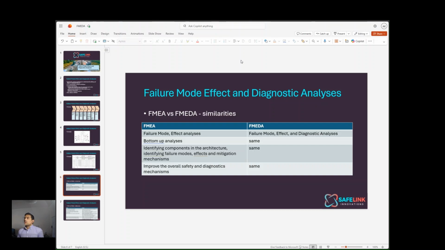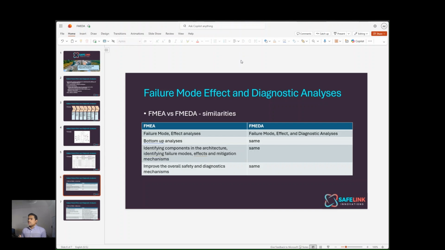In this video, we're going to talk about two of the most popular safety analyses in safety critical industry, FMEA and FMEDA. There's always this question of what is it that an FMEDA offers that an FMEA doesn't offer? So I'm going to try to explain the similarities and the differences and how we need both in a project.